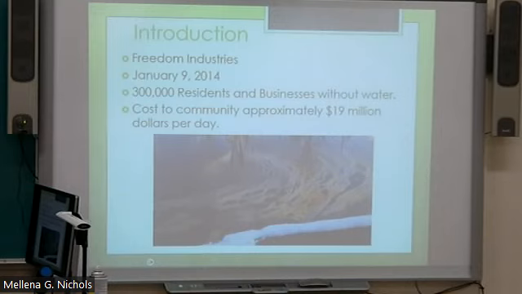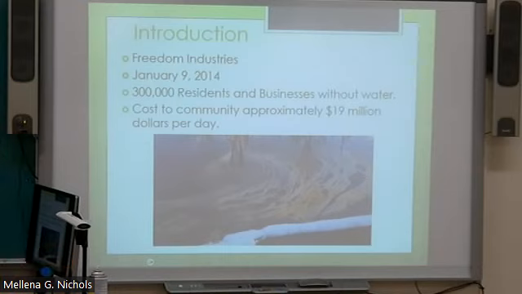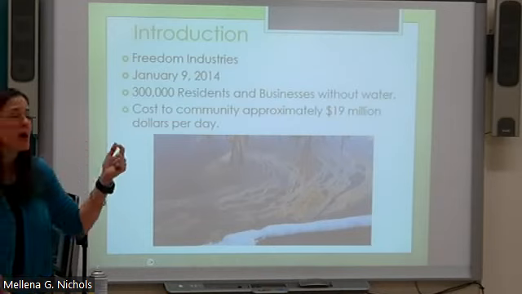But when this event occurred, they had 300,000 residents and businesses that were without water during the time period that we're dealing with. It was about a week, maybe a little bit over a week. Cost to the community was approximately $19 million per day. So when we say we have a little bit of a chemical leak, we lost however much material, and now obviously we no longer have that raw material. We have to pay to clean it up.